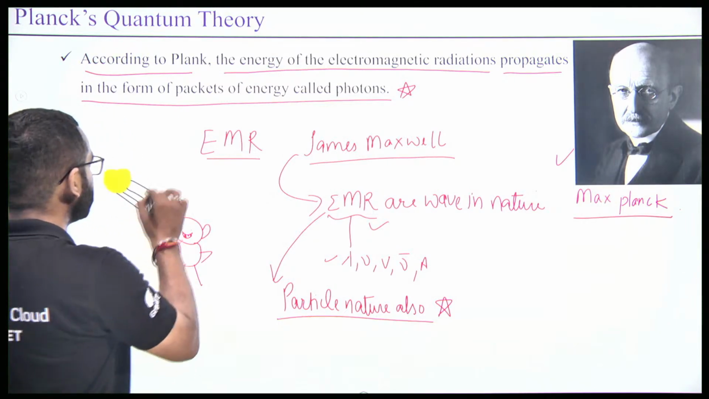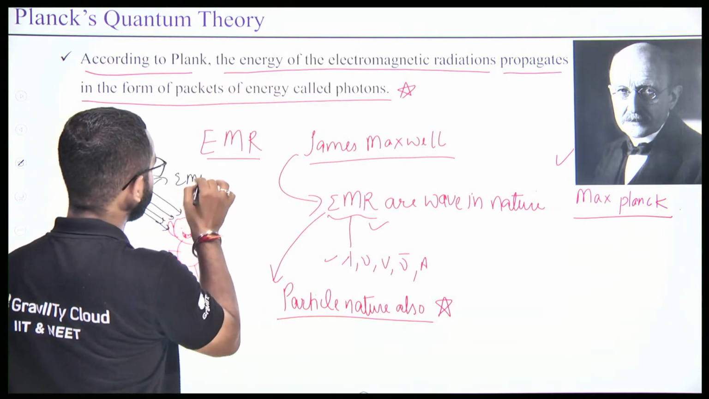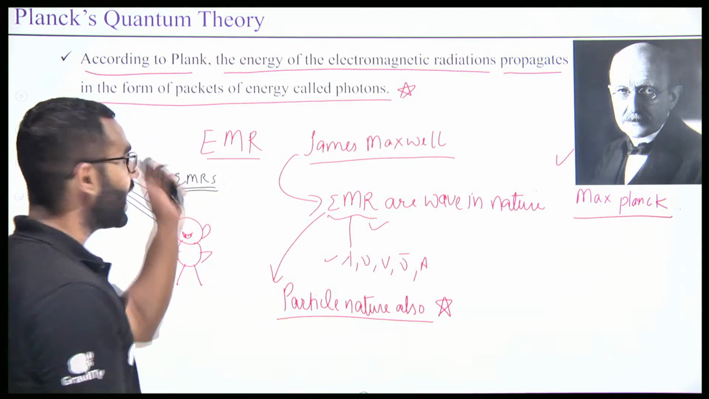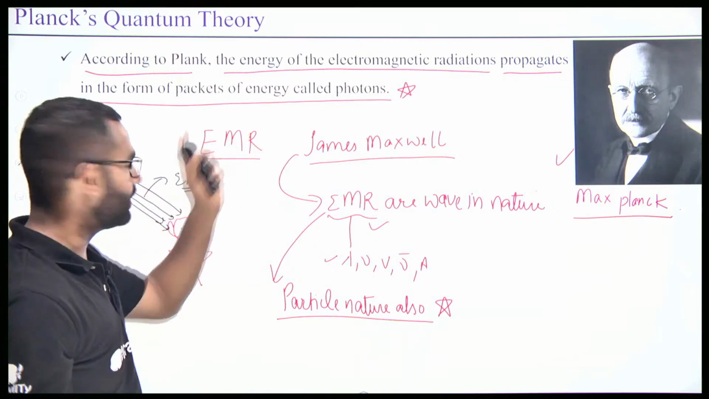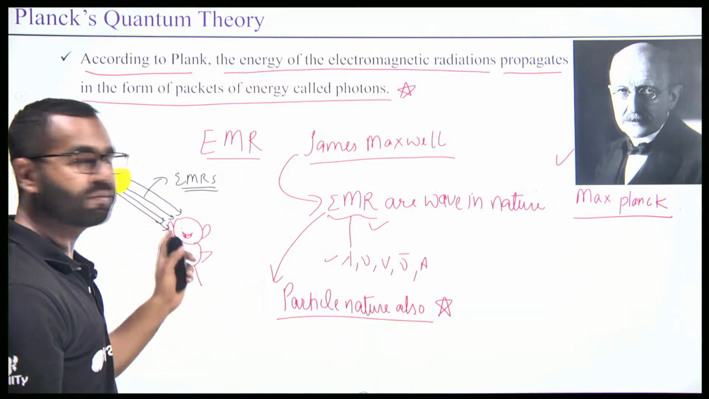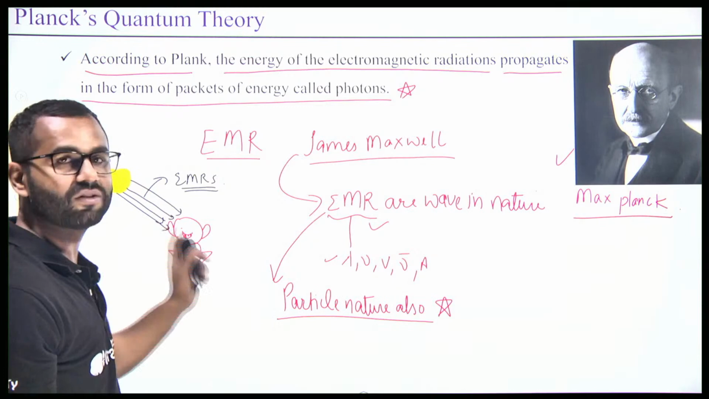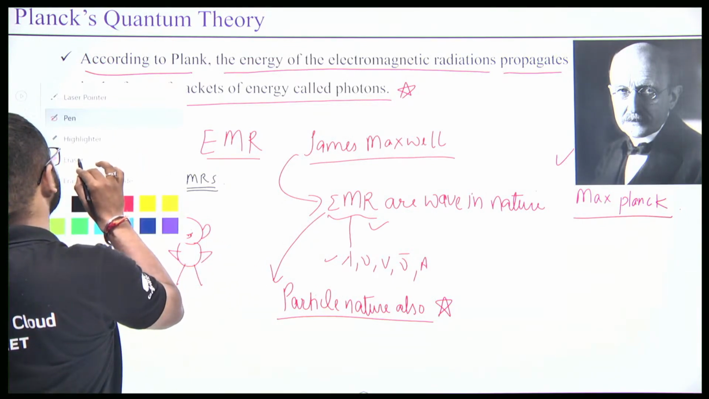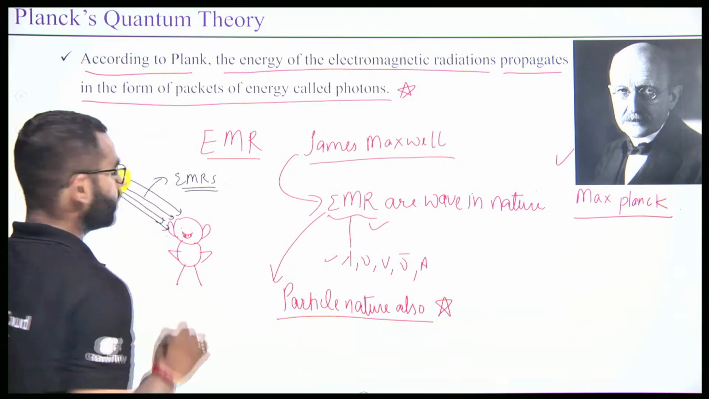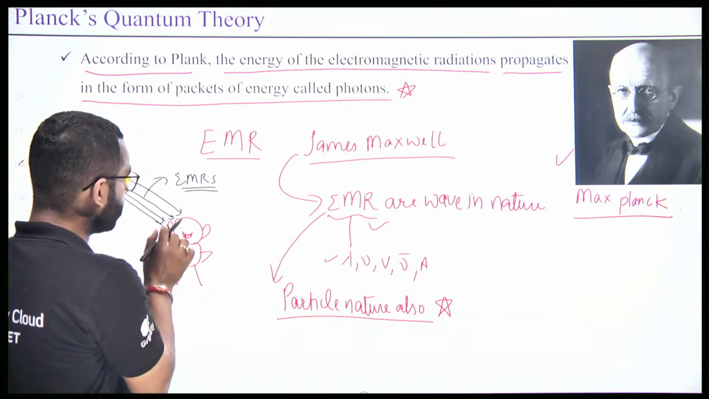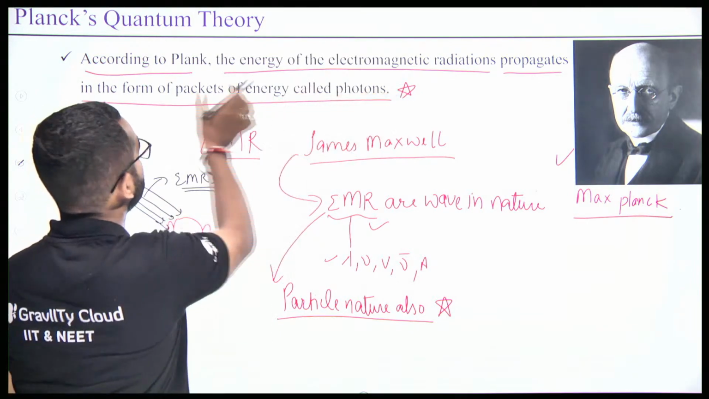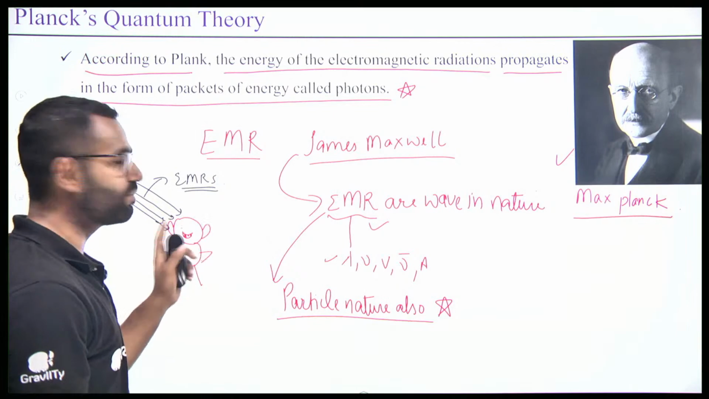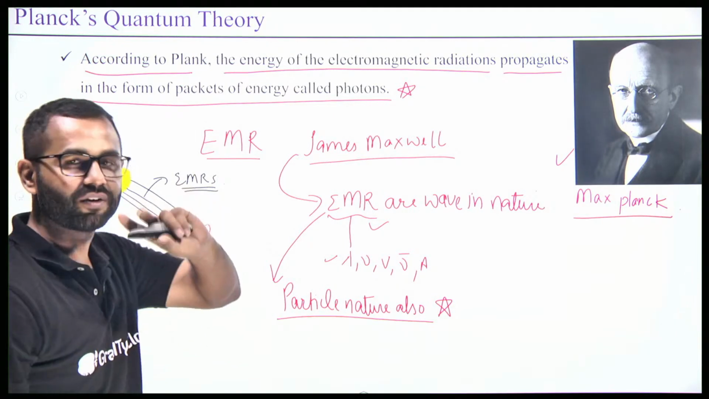And what is light? These are EMRs, electromagnetic radiations. Now Planck says that when these radiations reach this person, the energy of these radiations reaches the person in the form of packets of energy.